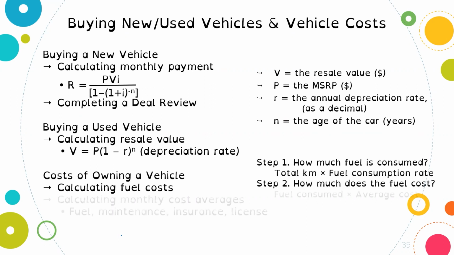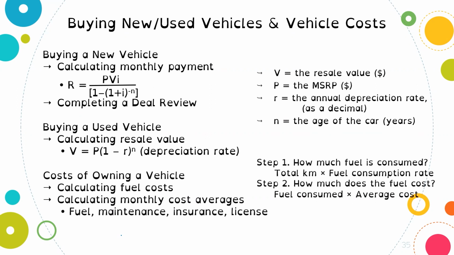R is the annual depreciation rate as a decimal, and N is the age of the car in years. And then we also talked about costs of owning the vehicle, specifically fuel costs, which we figure out by figuring out how much fuel is consumed by doing your total kilometers used times your fuel consumption rate, and then figuring out how much it costs by doing the fuel consumed times the average cost. And then we also figured out how to calculate monthly cost averages, so how much you would spend in general on a vehicle.